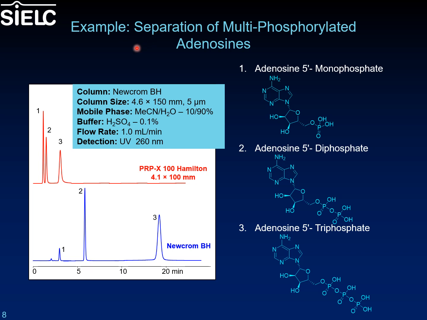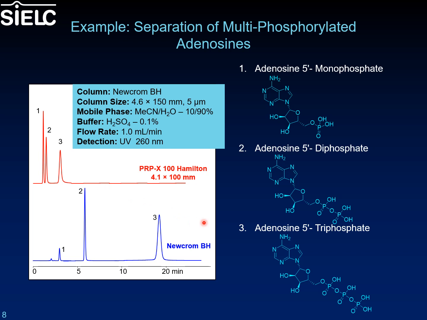This is an example that is going to be separating different phosphorylated adenosines. In the above column, we are showing a standard cation exchange column, and below we are making use of a Newcrom BH column. You'll note that all three phosphated adenosines elute at fairly close retention times, and in some cases, such as with the triphosphated compound, there is poor peak symmetry as there is tailing on the end.